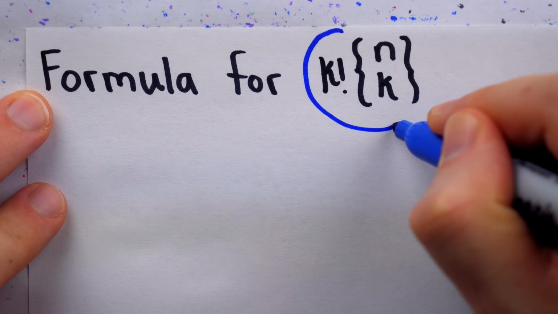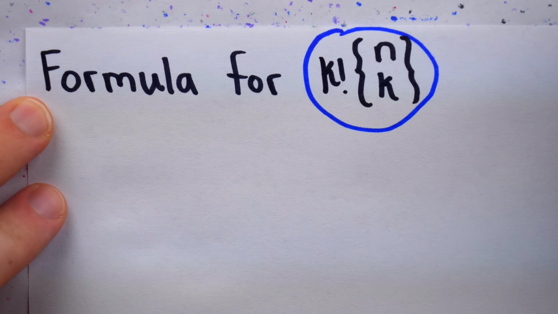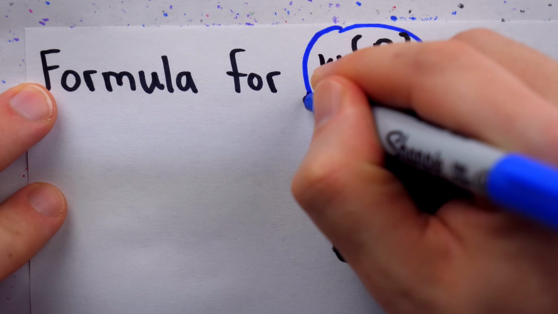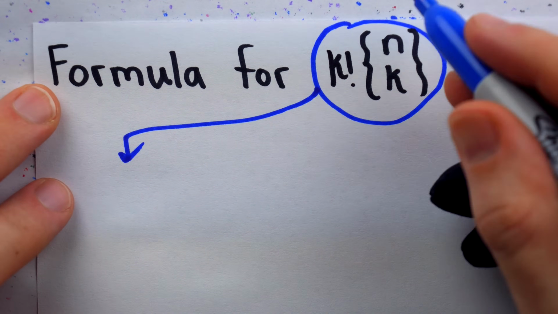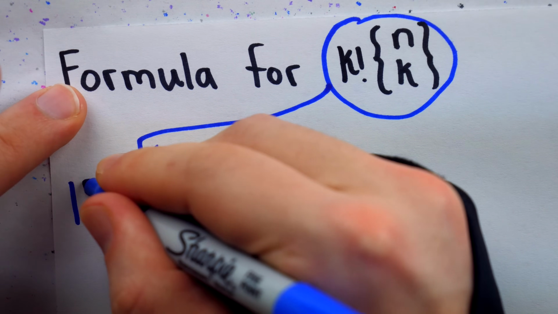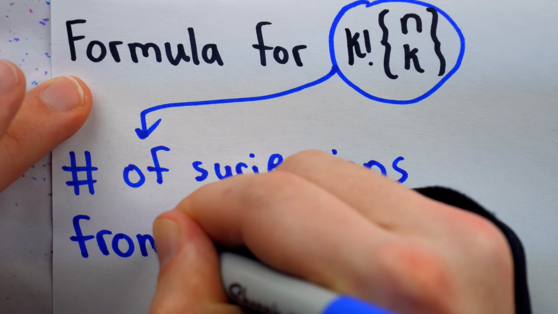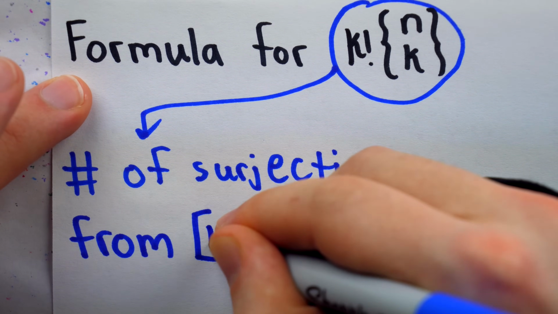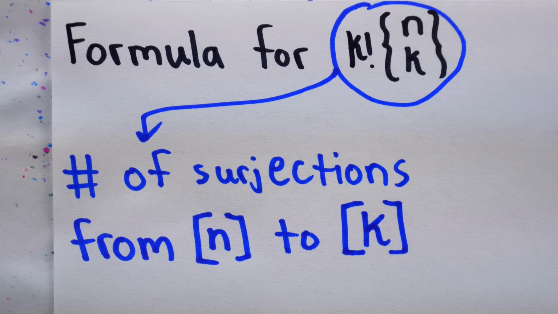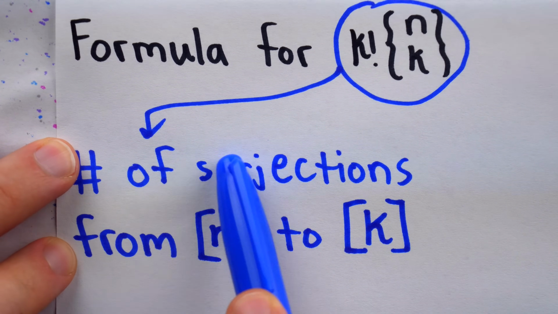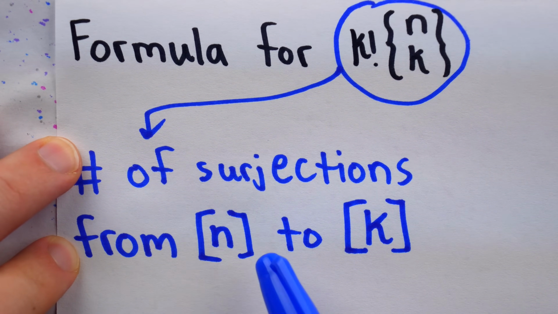Now, what's so important about k factorial times n subset k that we'd rather find a formula for that? Well, remember, this counts the number of surjections from the set of the first n positive integers to the set of the first k positive integers. So we need to come up with a formula for the number of surjections from here to here.